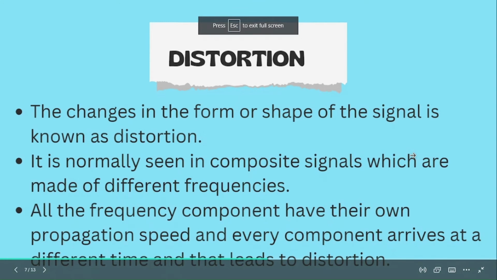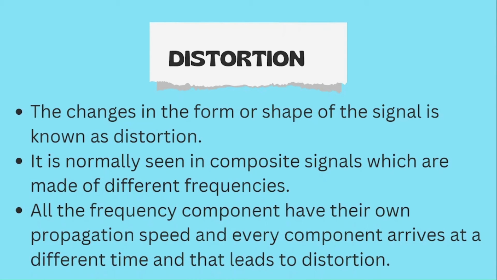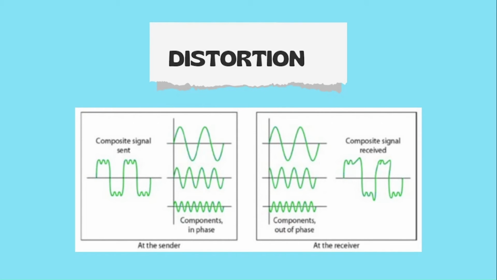Here in distortion, all the frequency components have their own propagation speed, and every component arrives at a different time, and that leads to the distortion. So here we are going to see a figure. The composite signal sent at the sender side is a little bit different from what we get at the receiver side. So this is what is called distortion.